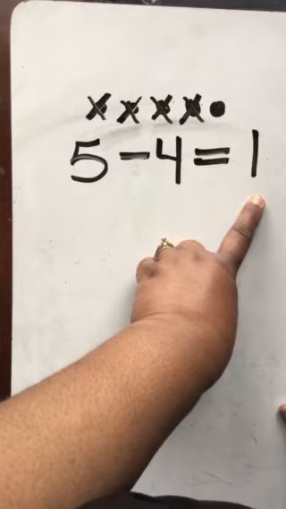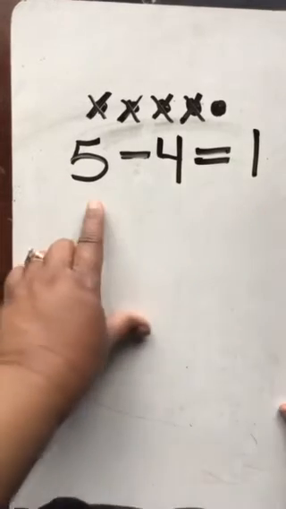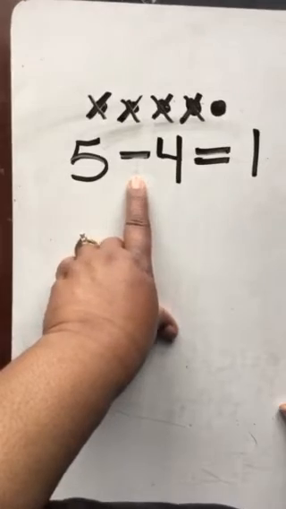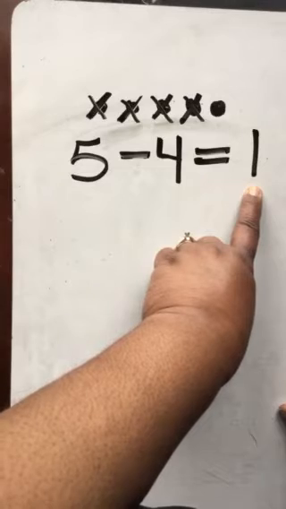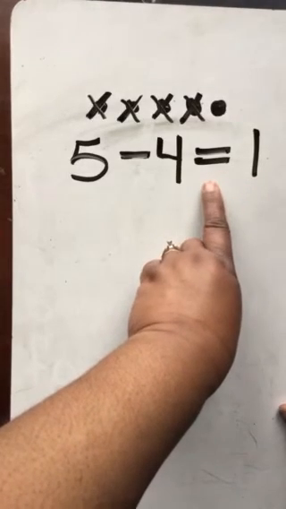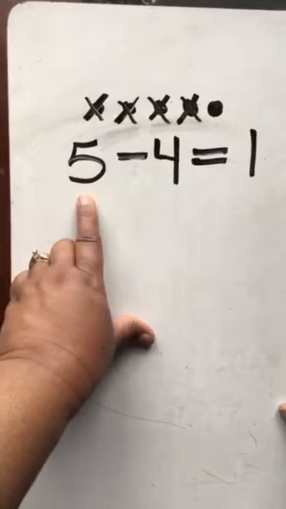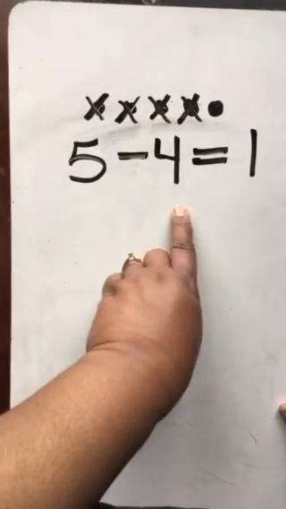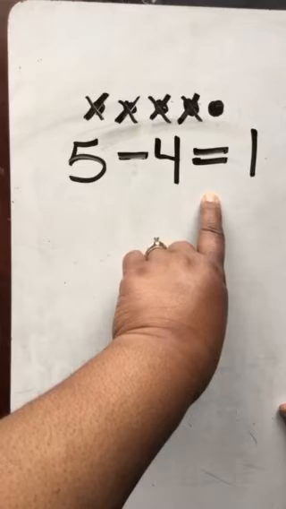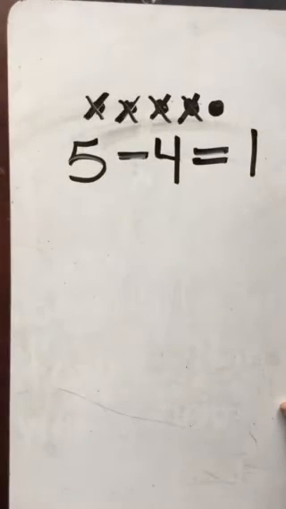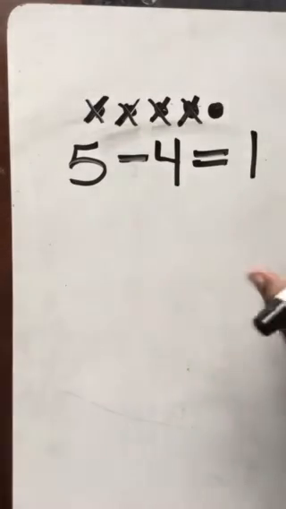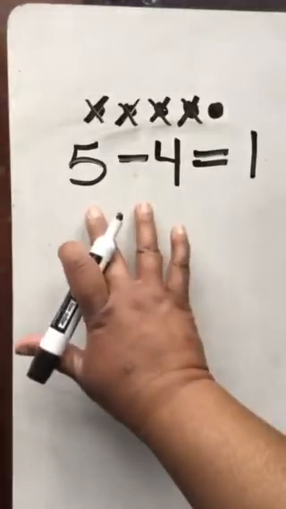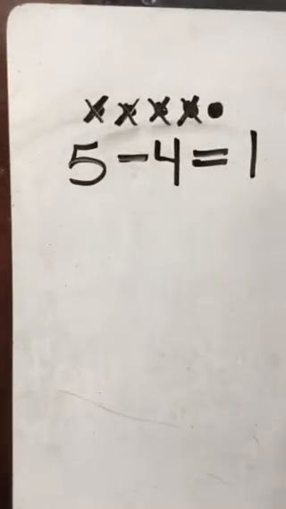Let's read it in a different way. We're going to use the word minus, okay? 5 minus 4 equals 1. Okay? Let's read it one more time, and we're going to use is the same as. 5 take away 4 is the same as 1. And remember that equal sign means that our number sentence or our number equation is equal. It's balanced. It's the same amount over here as it is on this side.